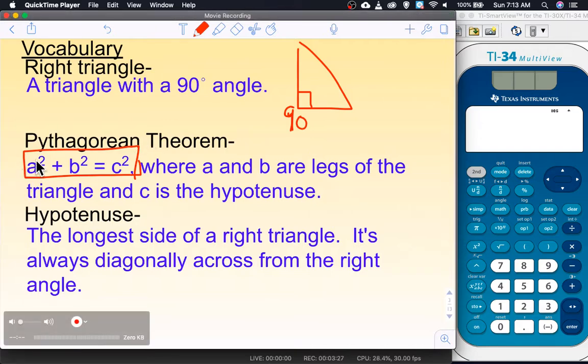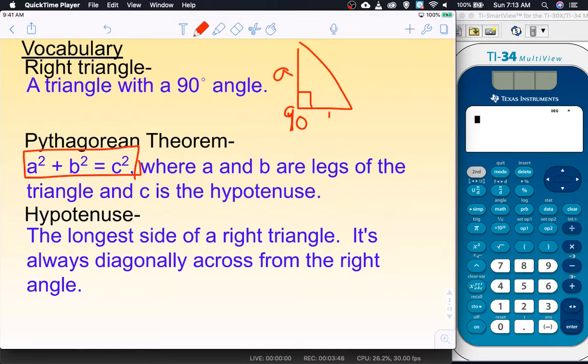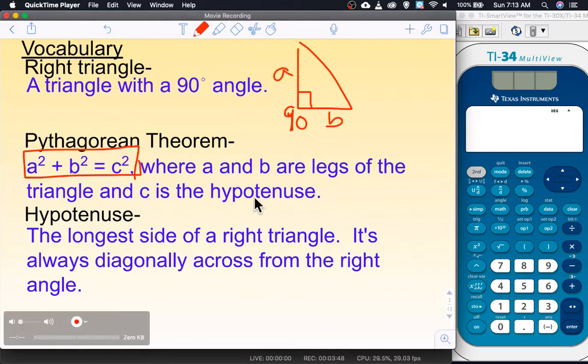So it's a squared plus b squared equals c squared, where a and b are legs of the triangle. Those are the short sides. So out of this triangle, these 2 are the short sides, the ones connected to the right angle. These would be your A and B, and C is the hypotenuse. That would make the long side the hypotenuse.